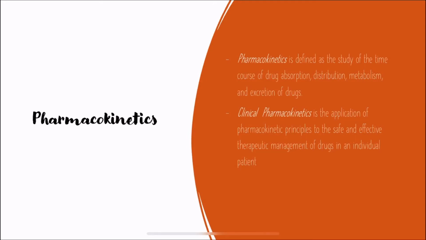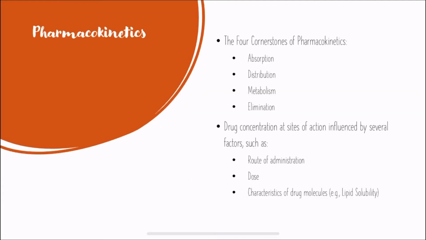So first, what is pharmacokinetics? It is defined as the study of the time course of drug absorption, distribution, metabolism, and excretion of drugs. Clinical pharmacokinetics is the application of pharmacokinetic principles to the safe and effective therapeutic management of drugs in an individual patient. There are four cornerstones of pharmacokinetics: absorption, distribution, metabolism, and elimination.